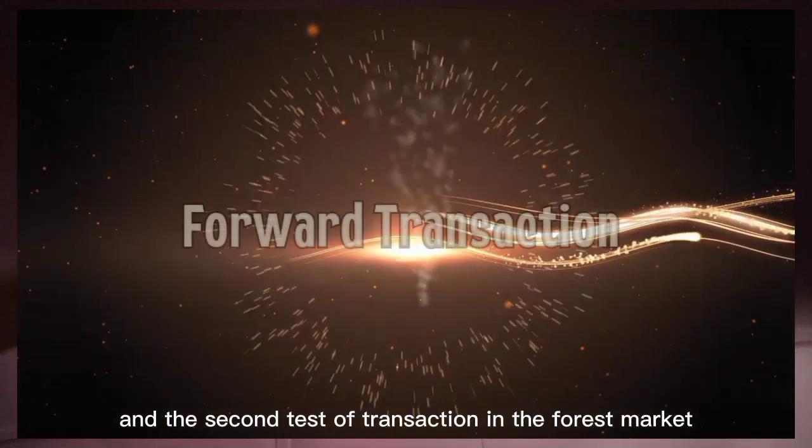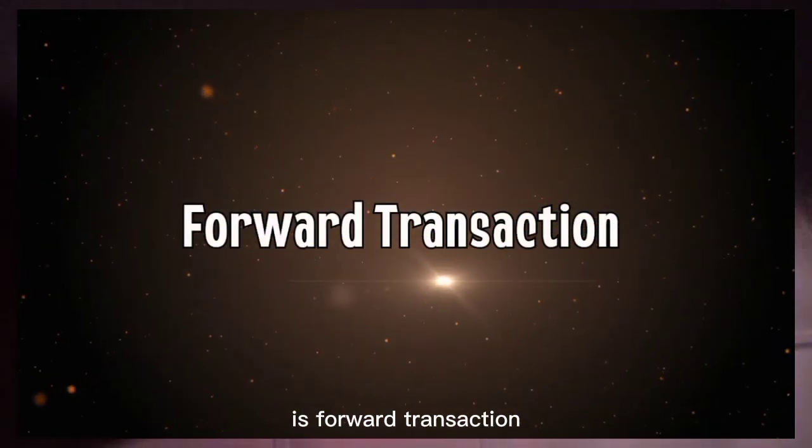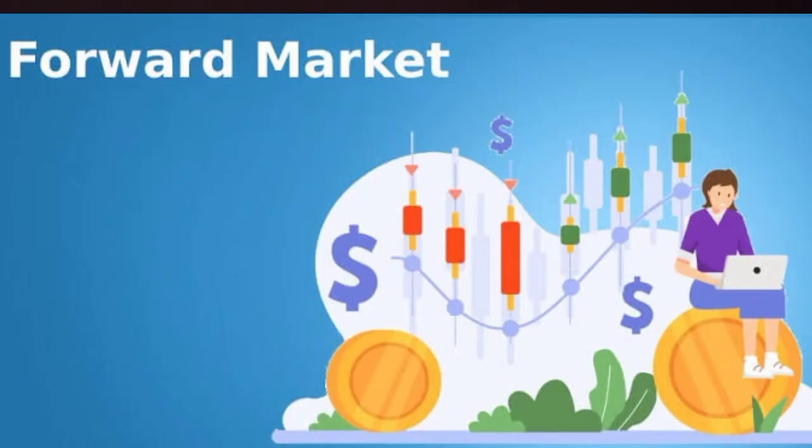And the second type of transaction in the Forex market is the forward transaction. A forward transaction is a future transaction where buyer and seller enter into an agreement of sale and purchase of currency after 90 days of the deal. Unlike a spot transaction that takes only 2 days, the forward transaction deal is made at a fixed exchange rate on a definite date in the future.